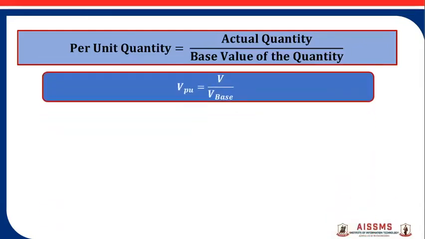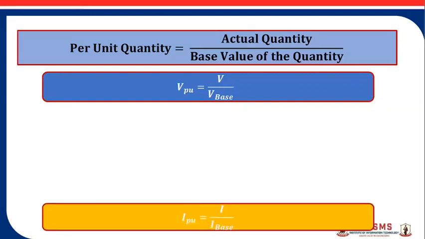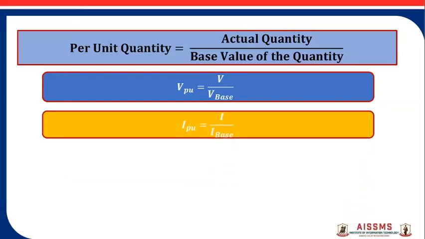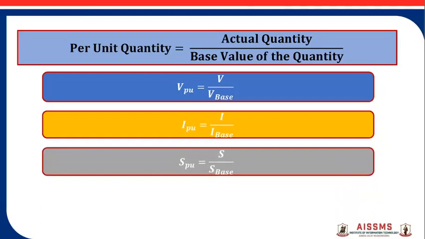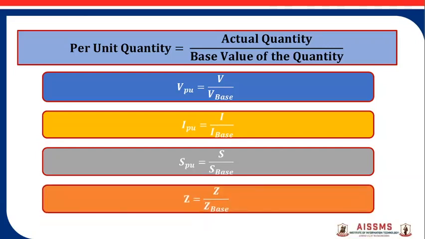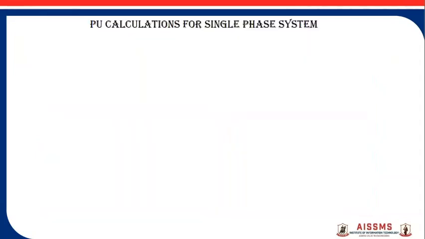If I have to define a voltage in per unit, voltage per unit is given by V actual divided by V base. For current, current per unit is I actual divided by I base. S per unit, that is apparent power, is given by S actual divided by S base, that is actual apparent power to the base apparent power. And Z per unit is given by Z actual divided by Z base, that is, per unit impedance is given by the actual impedance divided by the base impedance.